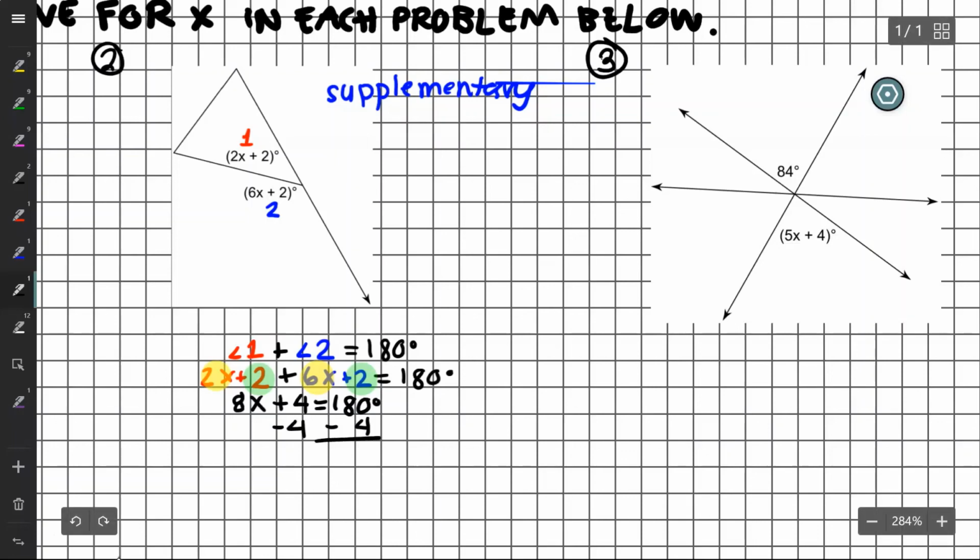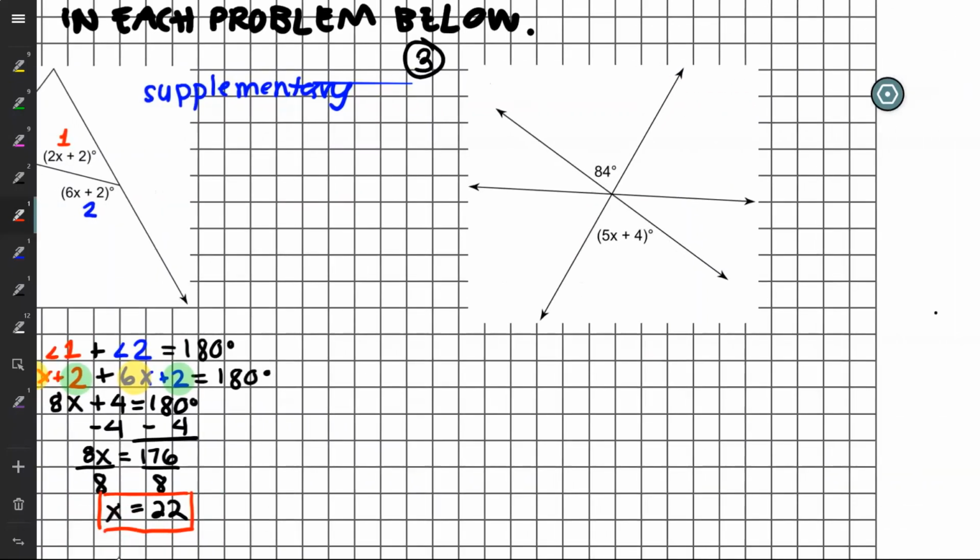I'm going to get rid of my 4 on both sides. So 8x equals 176. And I'm going to divide by 8 on both sides to get x by itself. So I have x equals, let me put that in my calculator, 176 divided by 8 is 22. So my answer is x equals 22.